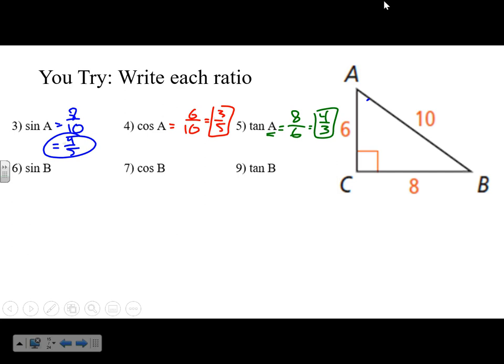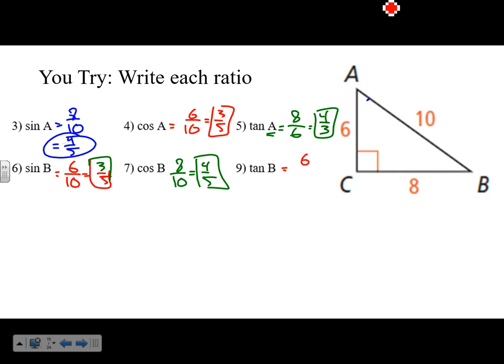Now let's do the sine of B. It's the opposite over the hypotenuse. That's 4 over 5. Cosine of B is the adjacent over the hypotenuse, so 4 over 5. Hold on, I did something wrong. I had this one right, I reduced wrong. If you divide both by 2, 6 divided by 2 is 3, not 4, so that's my fault. And the tangent of B is the opposite over the adjacent, 6 over 8, which is 3 over 4. Not too bad.